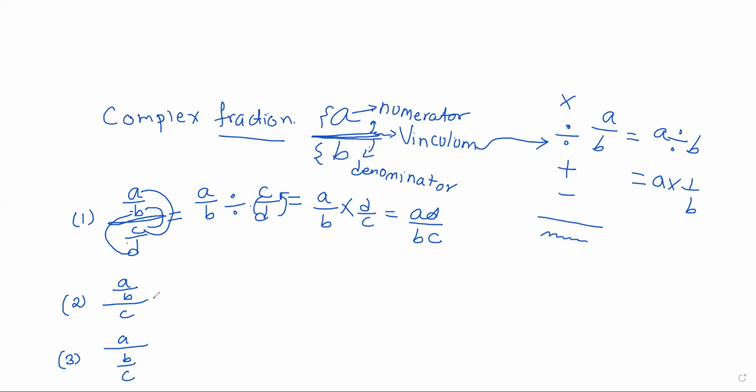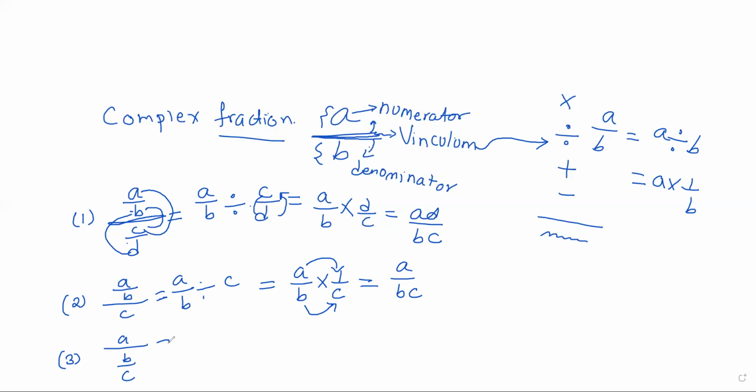So in the second case, the lower vinculum is the longer one. So we will just write it like this: A over B is equal to A divided by BC. Now if you convert the division sign into a multiplication sign, you'll get 1 over C. And in multiplication, you always multiply numerator with numerator, denominator with denominator. So you end up with A over BC.